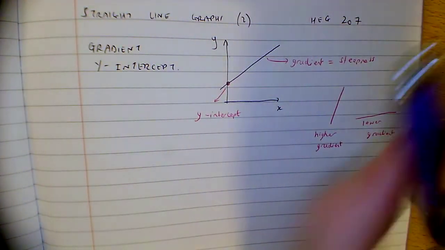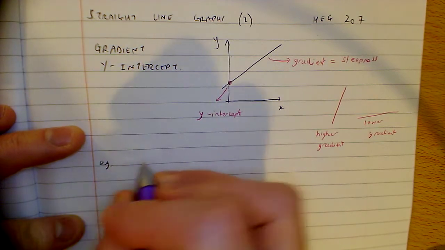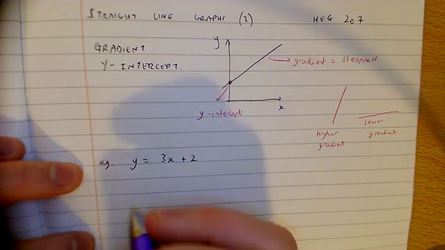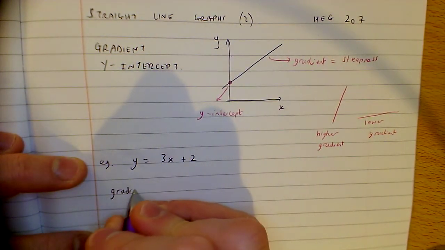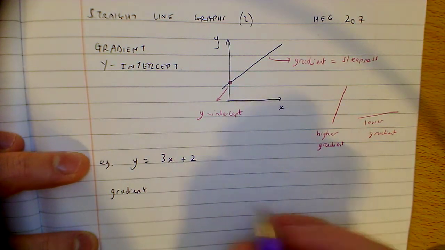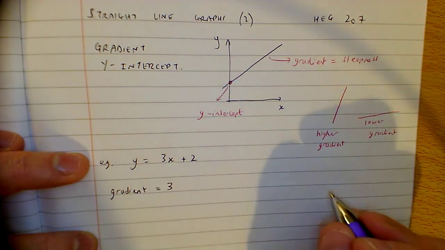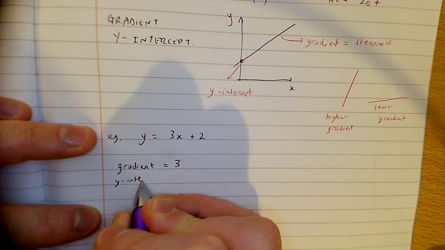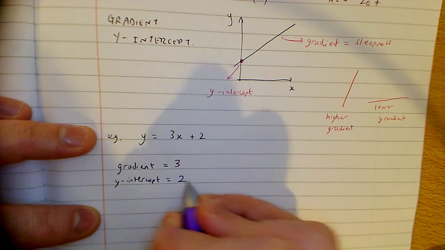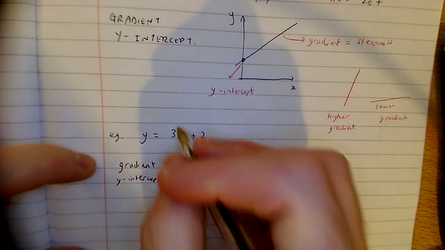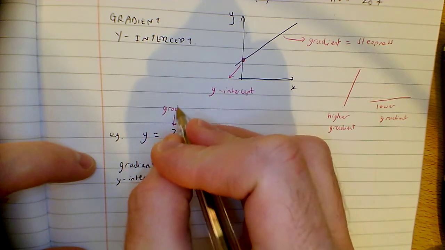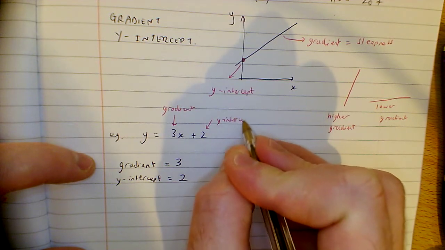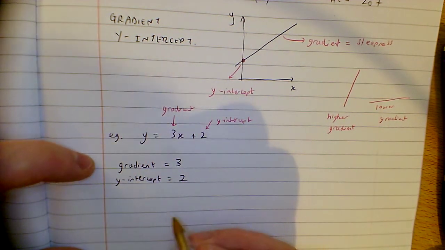Okay, and that's it. Now if we say an equation, say y equals 3x plus 2, the gradient is 3 and the y-intercept is 2. So this number is gradient, the number in front of x, and this number is the y-intercept, which is the other number. It's plus 2 here is the y-intercept.